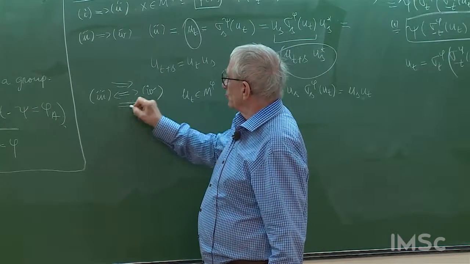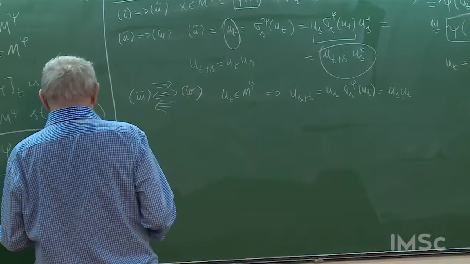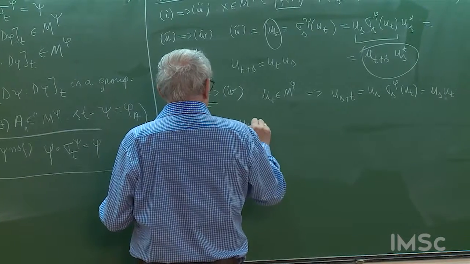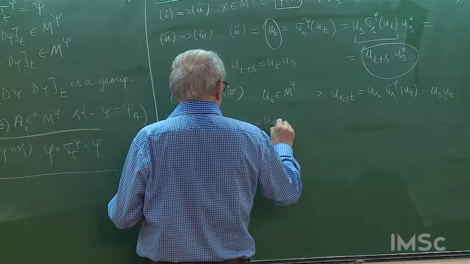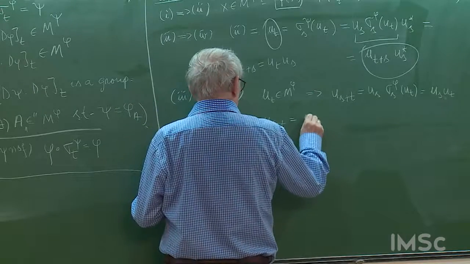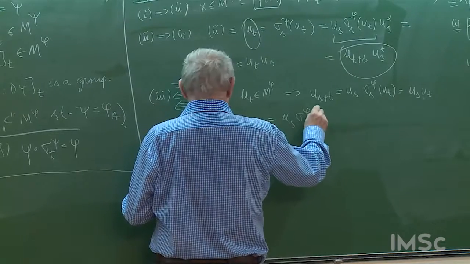It remains to prove the converse, and the converse is equally simple. Namely, if you have us ut equal to us plus t, this is in general equal to us sigma s phi of ut.